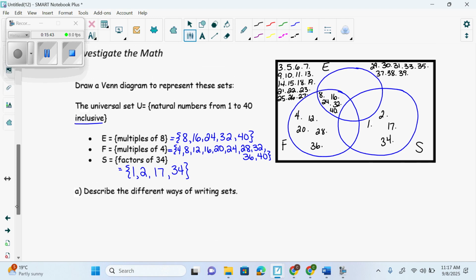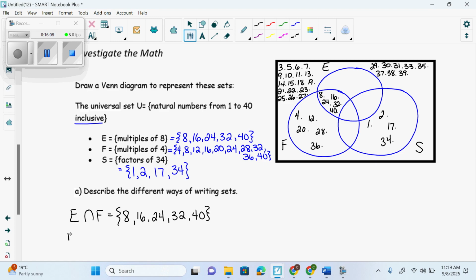So if I asked you for E and F, let's say, would I use the squiggly brackets or not? I would. 8, 16, 24, 32, 40, and then I would use the brackets.